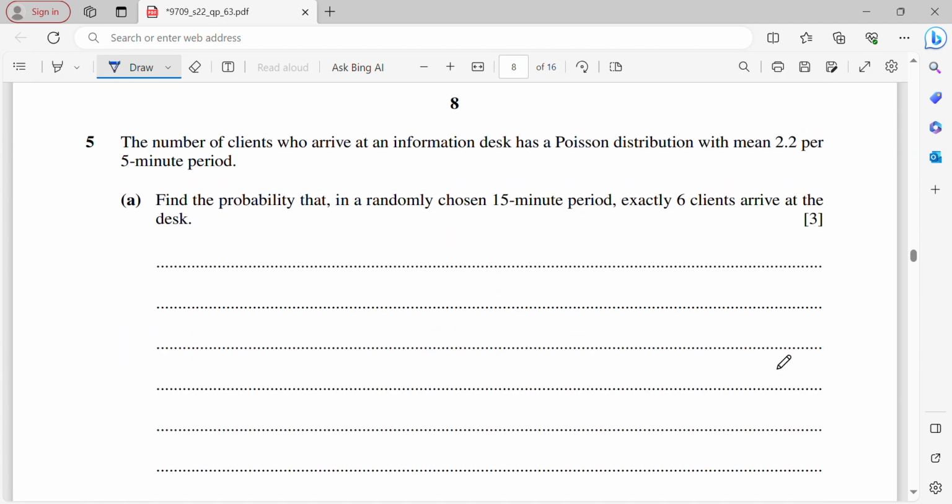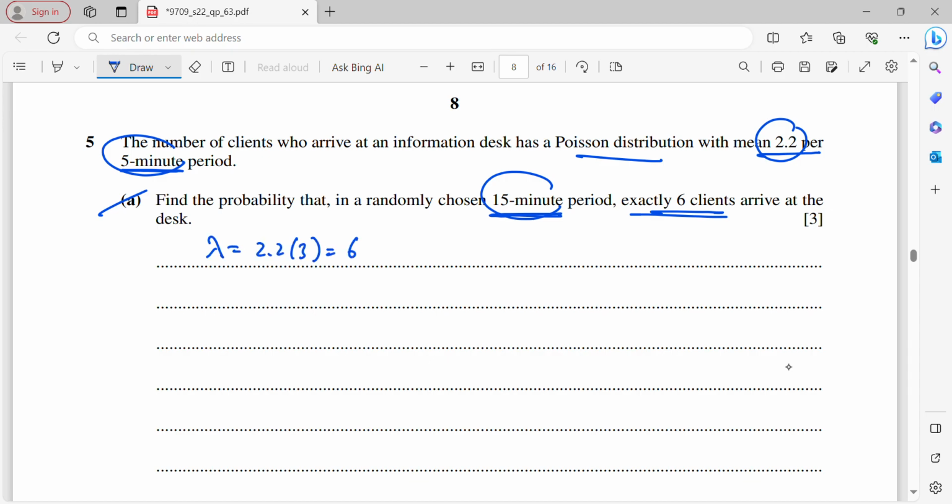Okay, now next question, number 5. The number of clients who arrive at an information desk has a Poisson distribution with mean 2.2 per 5-minute period. Now A, find the probability that in a randomly chosen 15-minute period, exactly 6 clients arrive at the desk. So 2.2 per 5 minutes. So now 15 minutes means you have to times 3. Okay, 15 minutes is 3 times 5 minutes. Therefore, I will get lambda is 2.2 times 3, which is 6.6.